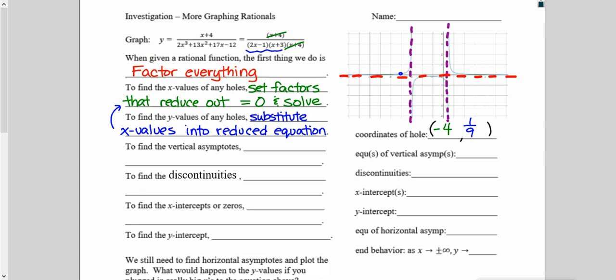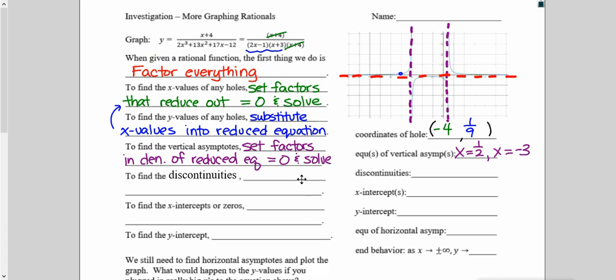Next, we want to find the vertical asymptotes. To find the vertical asymptote, we're going to look at these factors down here that didn't reduce out in the denominator, only the denominator, and we're going to set those factors equal to 0 and solve them, because division by 0 gives us problems. When I do that, I'm going to get 2 asymptotes because I have 2 factors on the bottom that didn't reduce out, and my 2 asymptotes are going to be x equals 1/2 and x equals -3, and those are shown up here in the graph in purple as well.